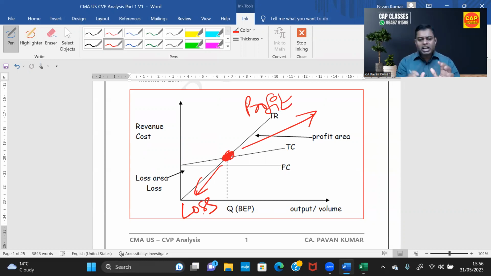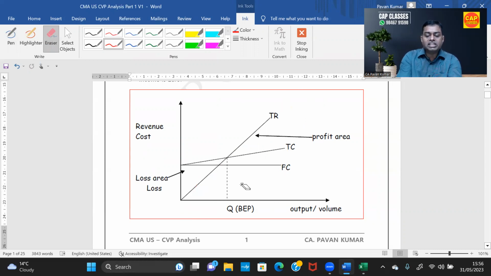So this you might have studied in your 10th class, 11th class also. This you might have studied in your basics of economics. This costing, you call it, or management accounting, you call it. All these things have actually come from economics only. All these are economic equations.